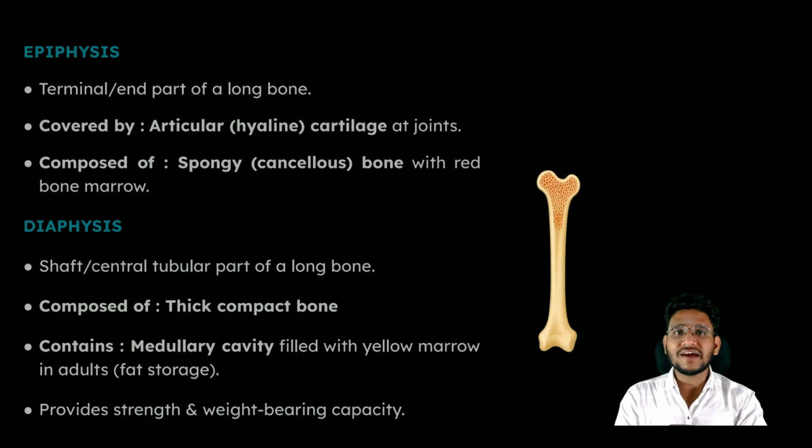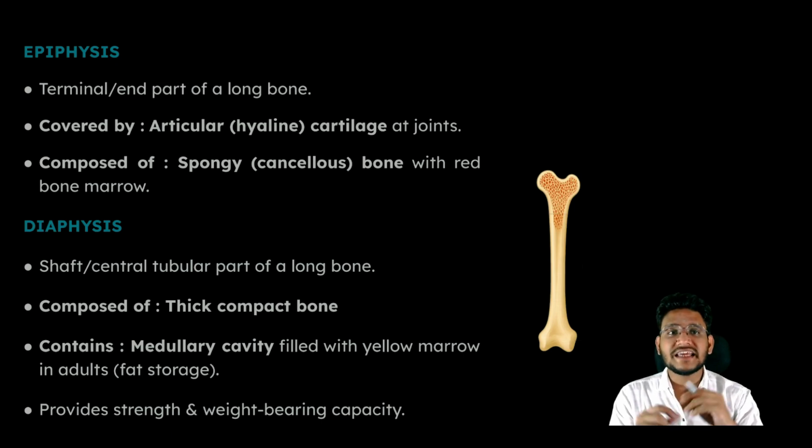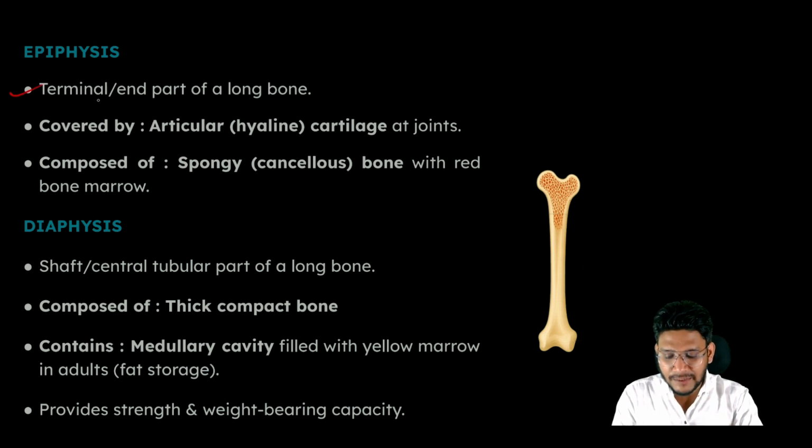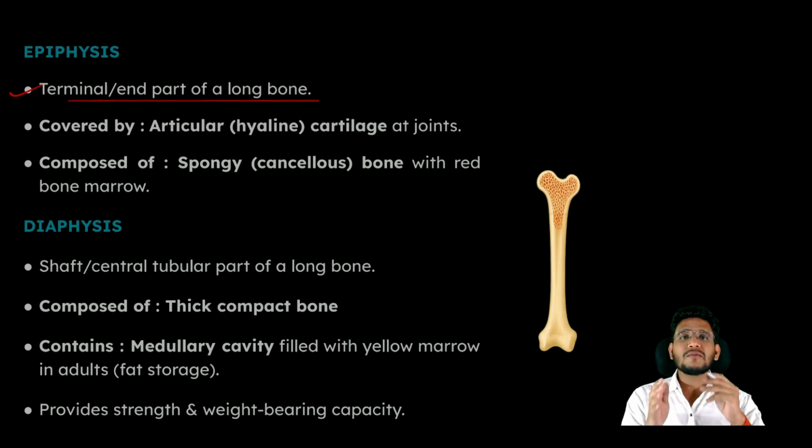After discussing the coverings of the bones, let's discuss the regions of the bones. Bones have mainly three regions: epiphysis, metaphysis, and diaphysis. So what is epiphysis? It is the terminal or end part of a long bone. If we talk about long bones, the terminal or end parts of these bones are called the epiphysis, or you can say either extremity of a long bone is called the epiphysis.